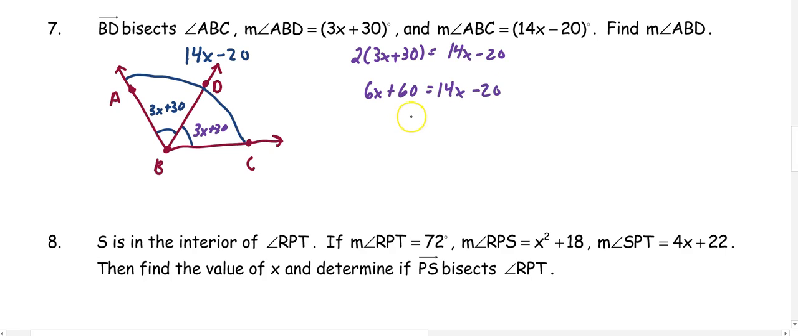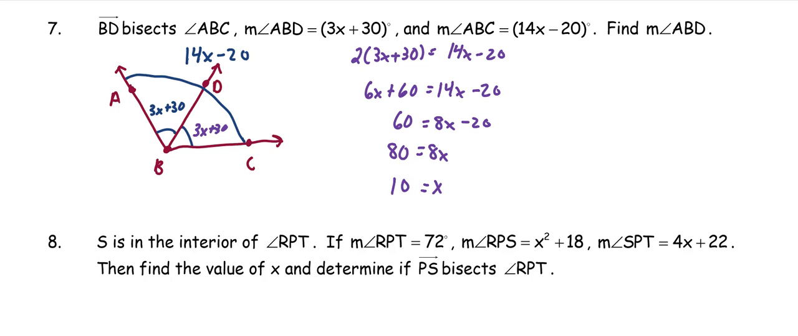Subtract 6x from both sides. 60 is equal to 8x minus 20. Add 20 on both sides, so 80 is equal to 8x, and divide, so we get x is 10. Once we know x is 10, we need to find the measure of angle ABD. So 3 times 10 plus 30 gets us a measure of 60 degrees.